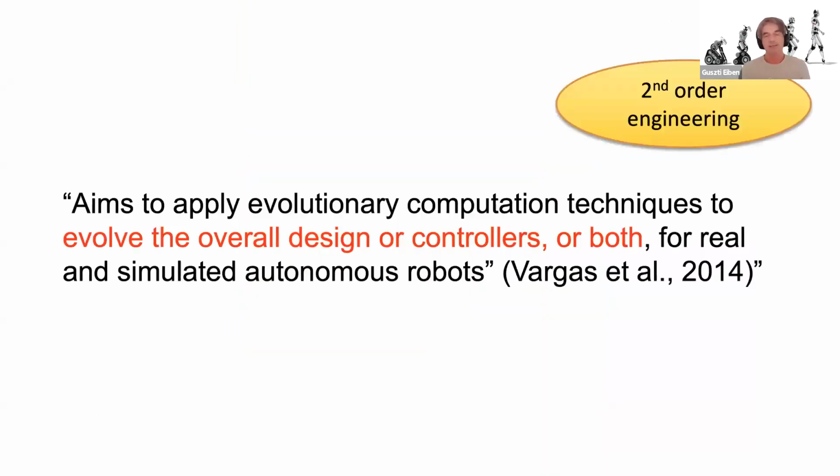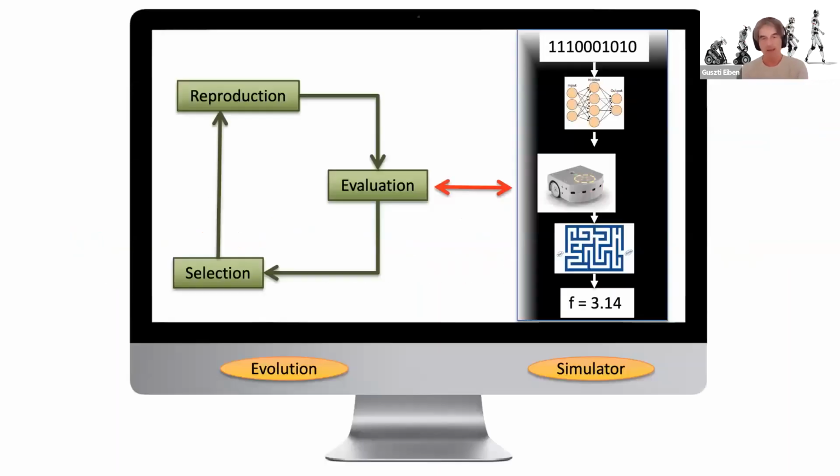So evolutionary robotics can be simply defined as the field that aims to apply evolutionary computation to evolve the overall design or the controllers, or both, for real and simulated robots. And if you look into the literature, what is being done in this area, then almost all, 90% of the work is done in simulation.